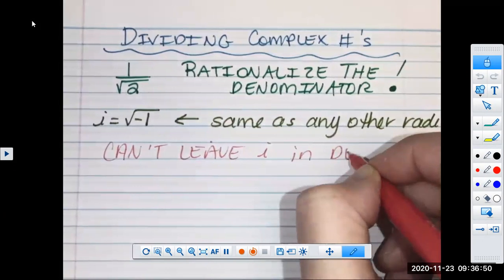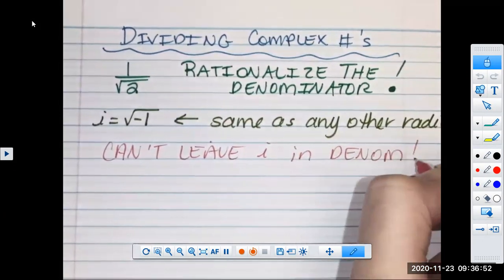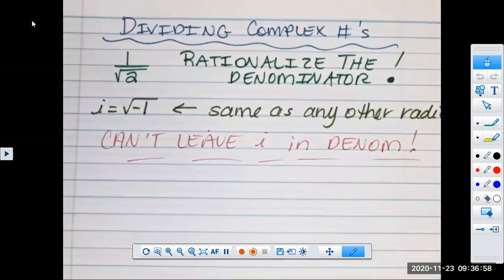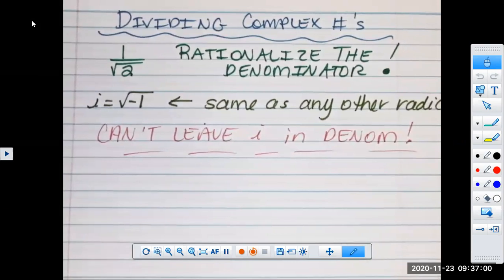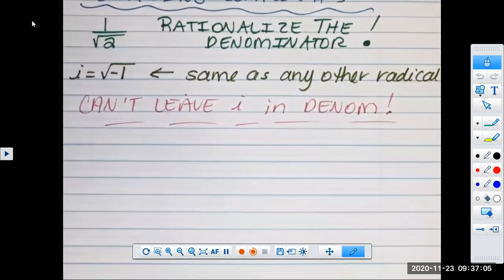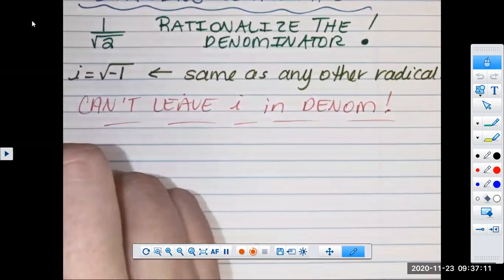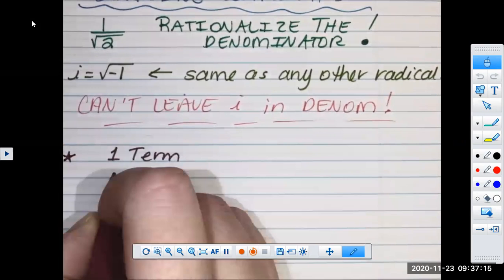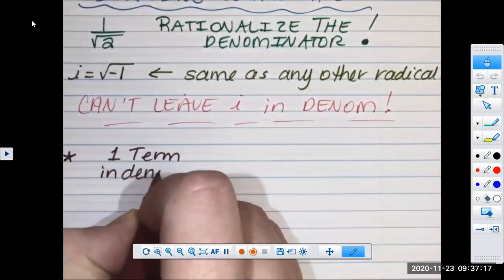You can't have i in the denominator ever. Okay, I'm going to show you the 2 types of problems that you may see. The first thing you want to do is just simply look at the denominator to see what process you need to follow. So there's going to be 2 types of problems. You may only have 1 term in the denominator.